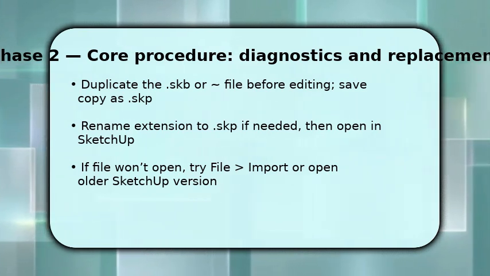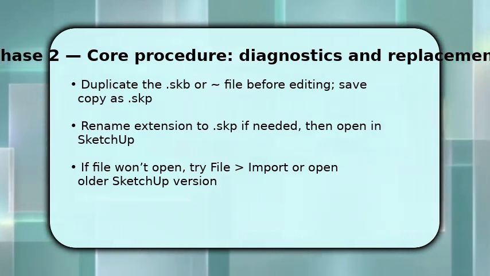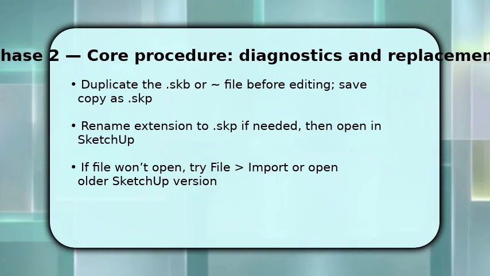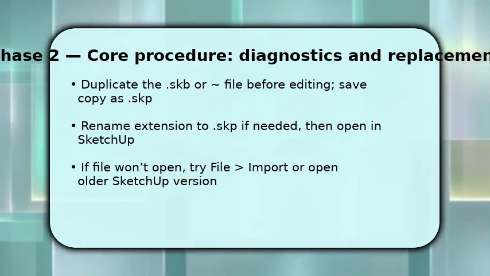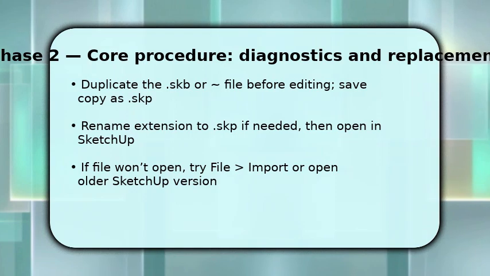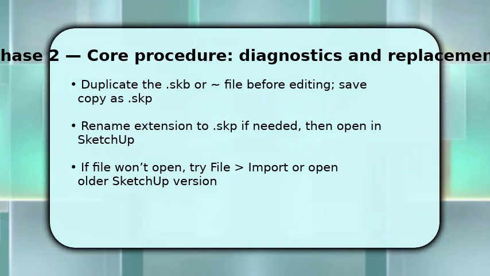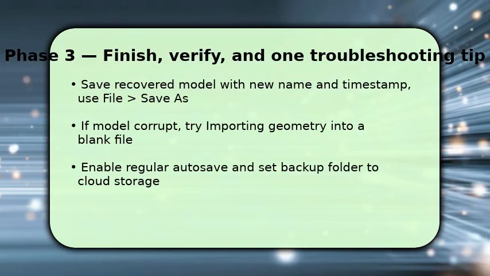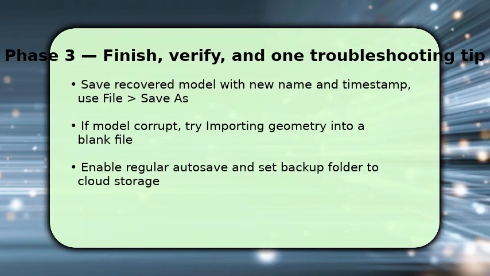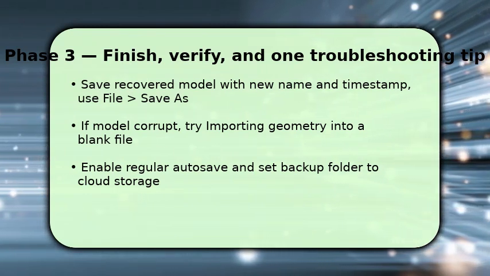Make sure to try an older SketchUp version if compatibility issues occur. Older backups sometimes open only in prior releases. This approach preserves your data and isolates errors to the duplicate. To finish, save the recovered model with a clear new name and timestamp so you avoid overwriting working files.